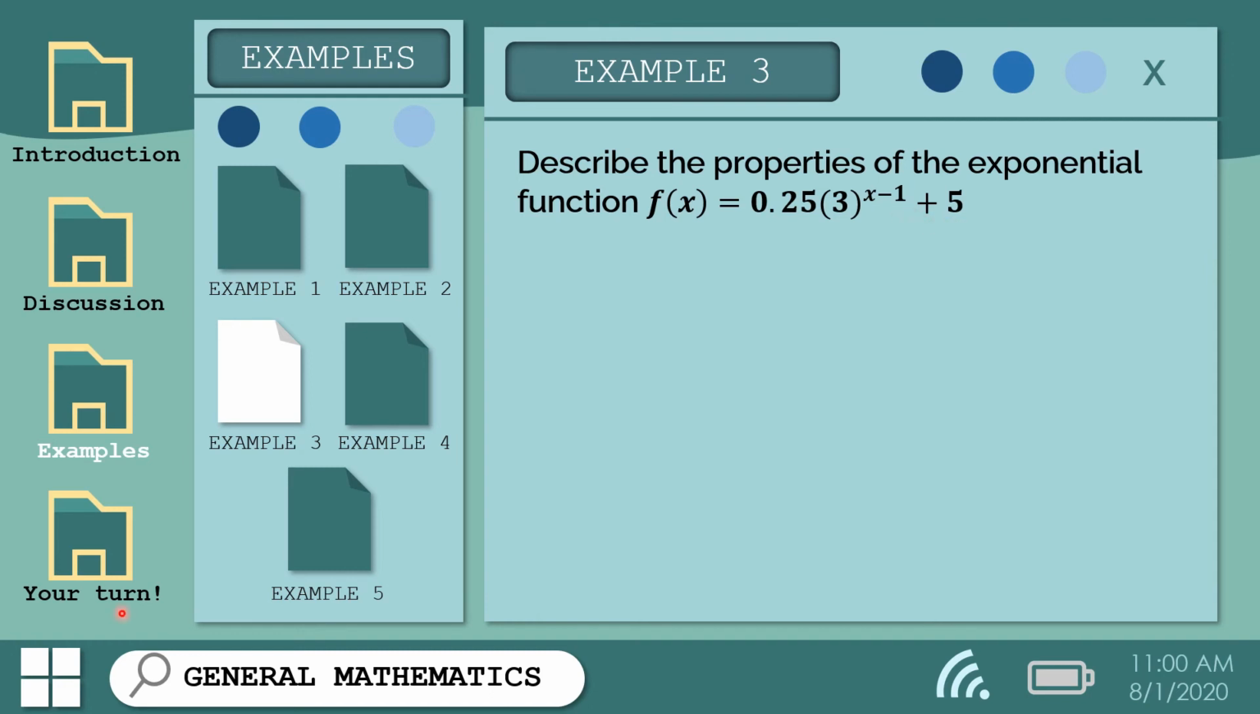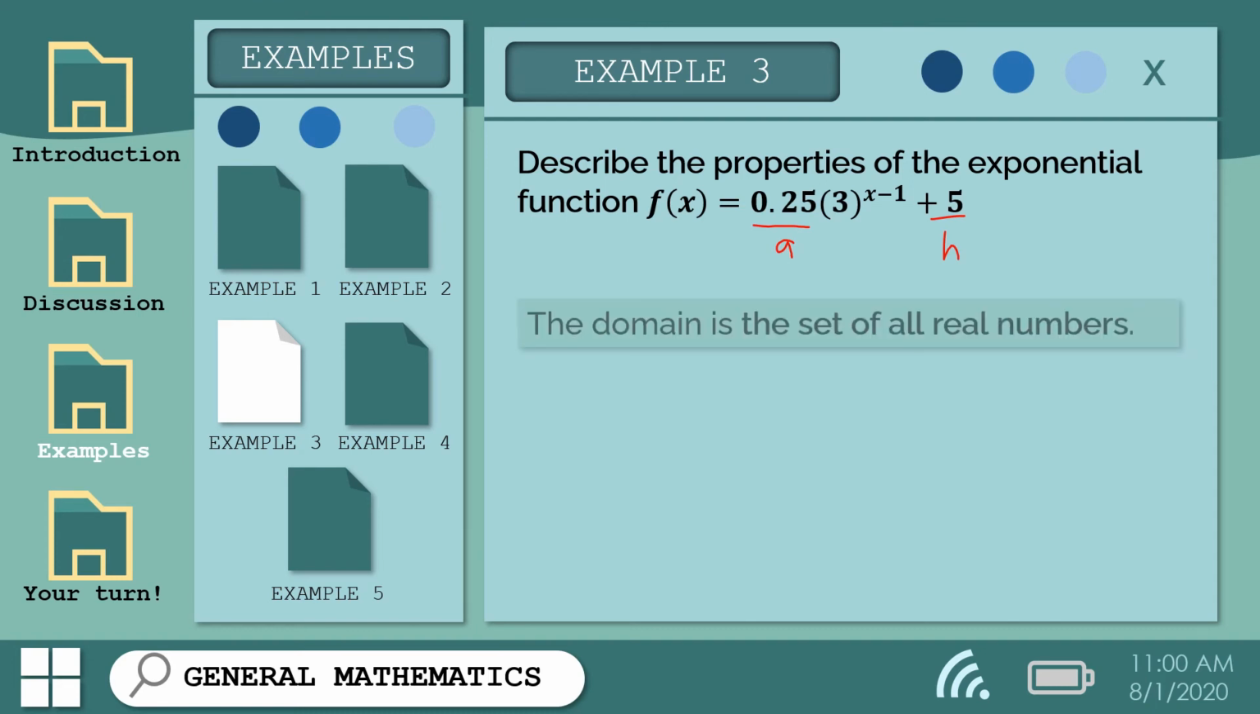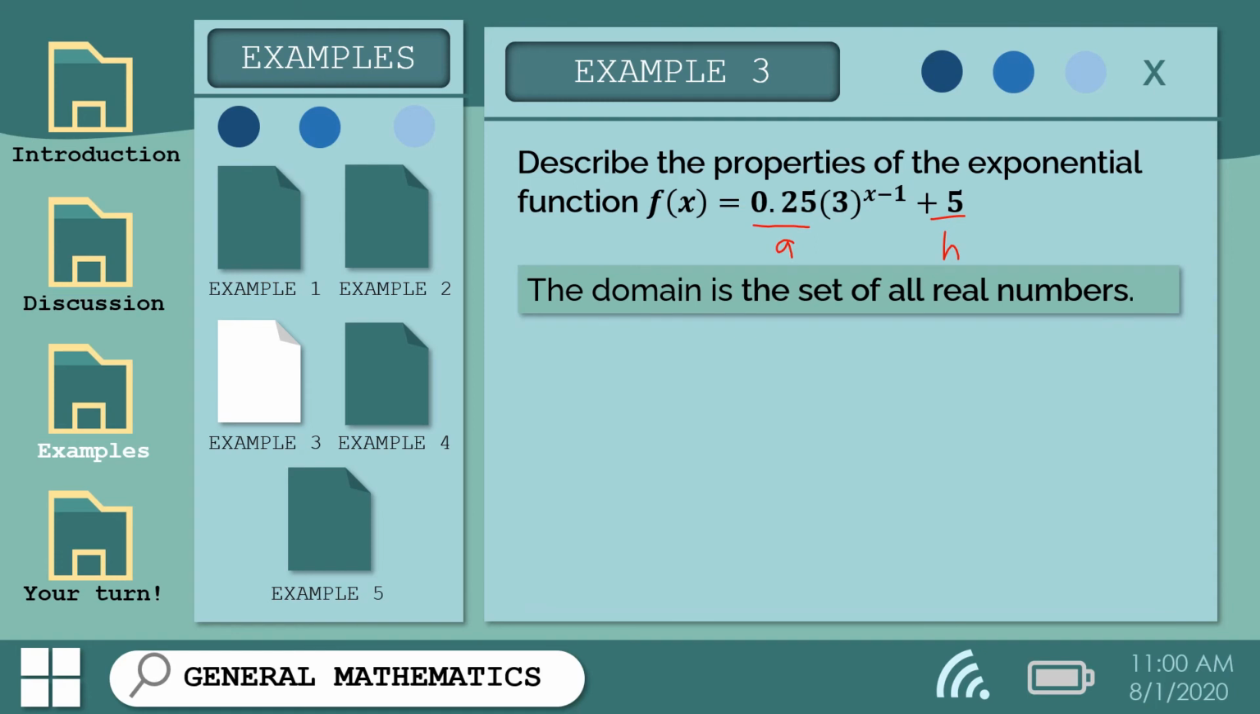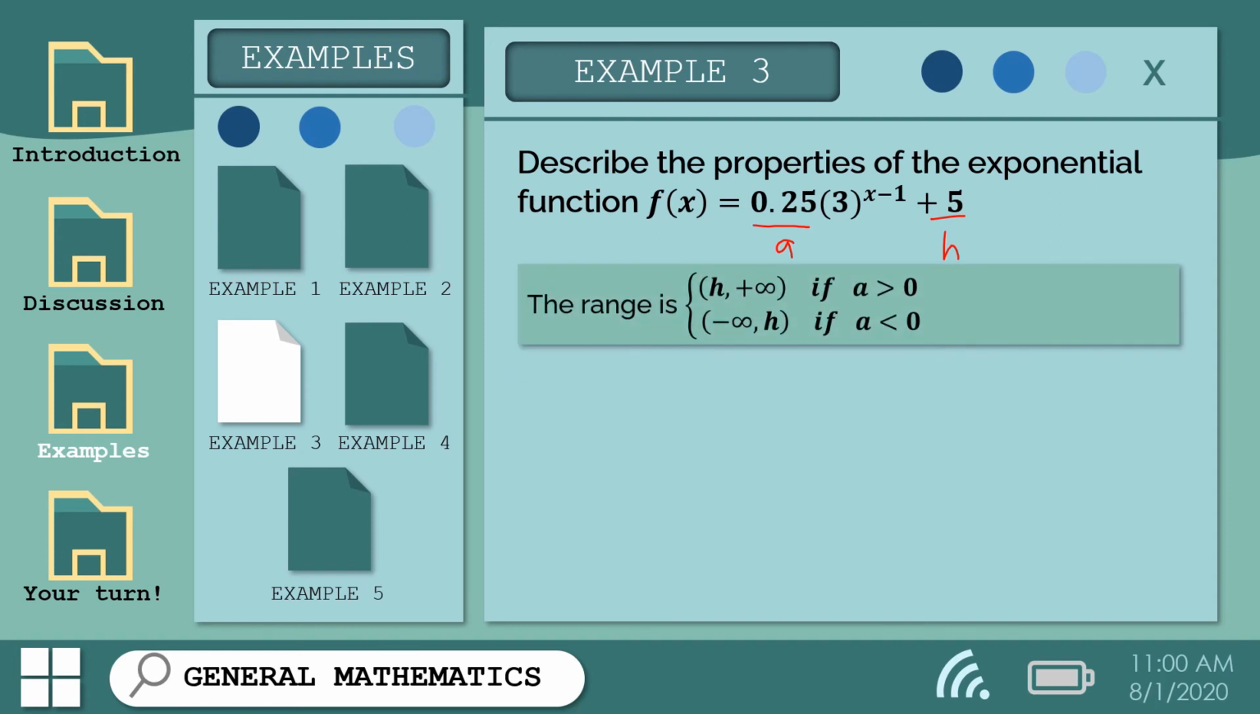If you notice the transformation of our base 3, our 0.25 here is a and the 5 is h. So, let's describe first our domain. Like what we said earlier, every exponential function has the domain of all real numbers. And this is where we differ, our range.